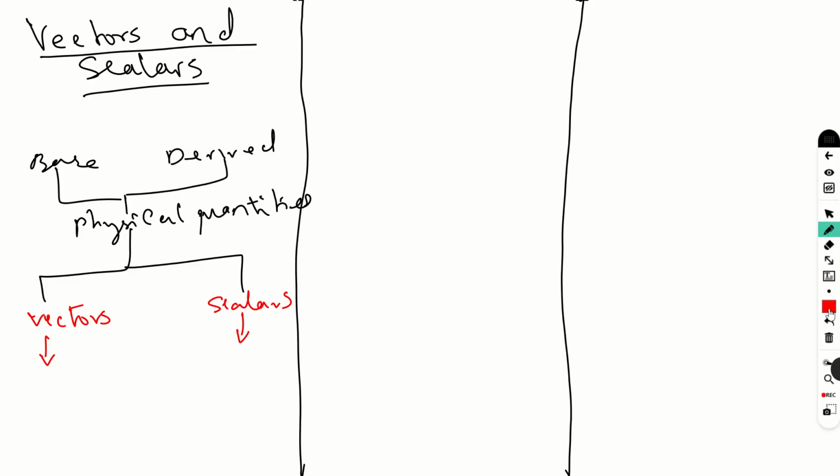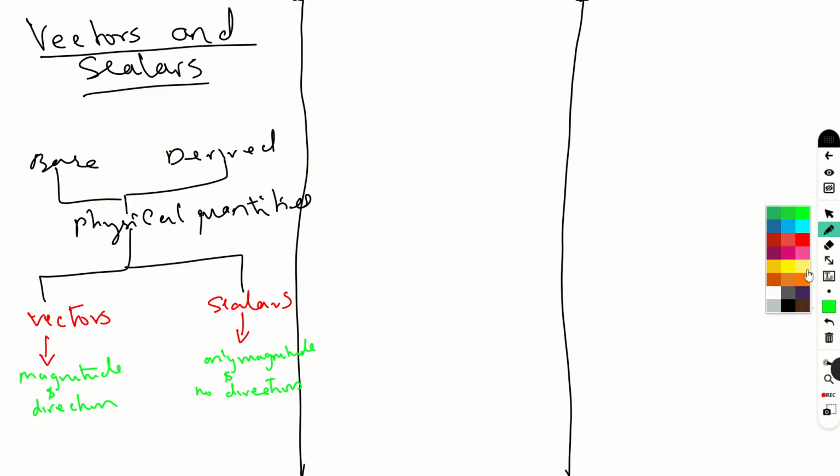Vectors are quantities that have magnitude and direction. But scalars are quantities that have only magnitude and no direction. So scalars are quantities that have only magnitude and no direction, while vectors are quantities that have magnitude and direction.